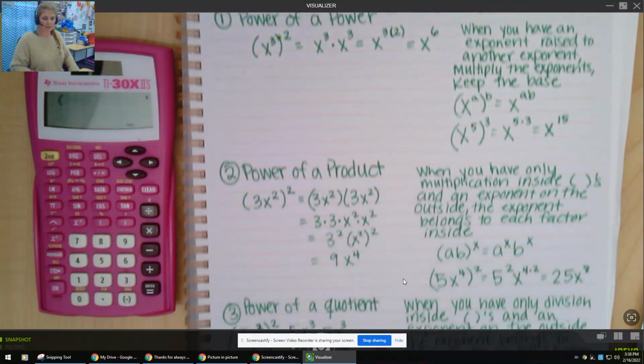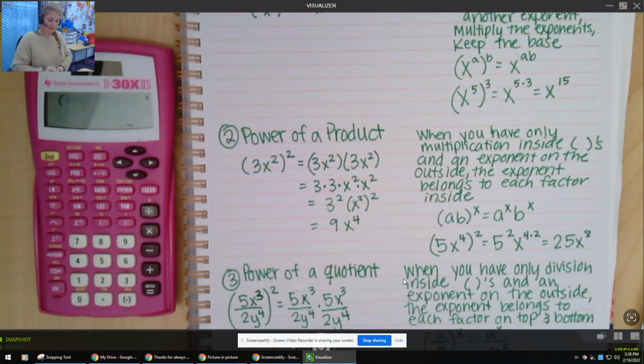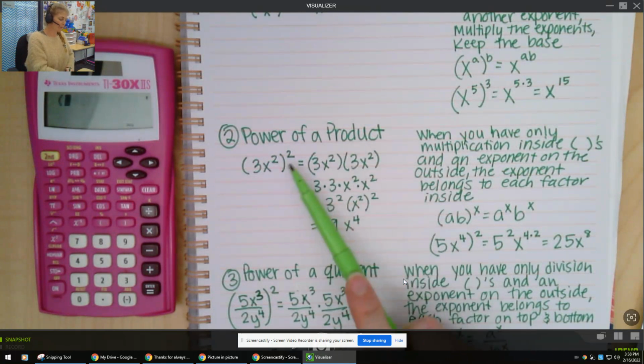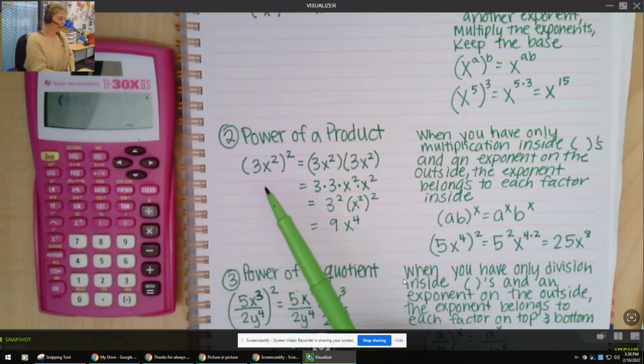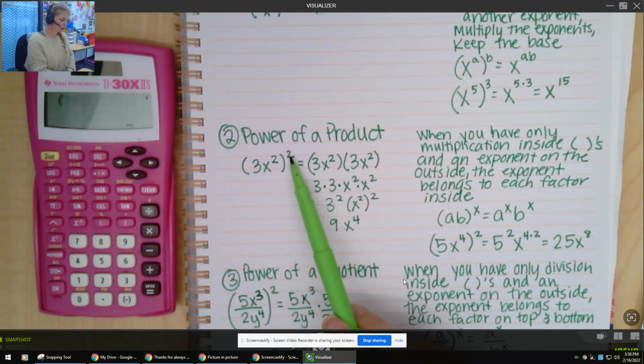We're going to look at the second rule we're going to be learning today. The second rule is called power of a product. So it's a power, or an exponent, raised to a product. Here, very similar to the power of a power rule, if we have an exponent of 2, look up high: that exponent is how many times you multiply.